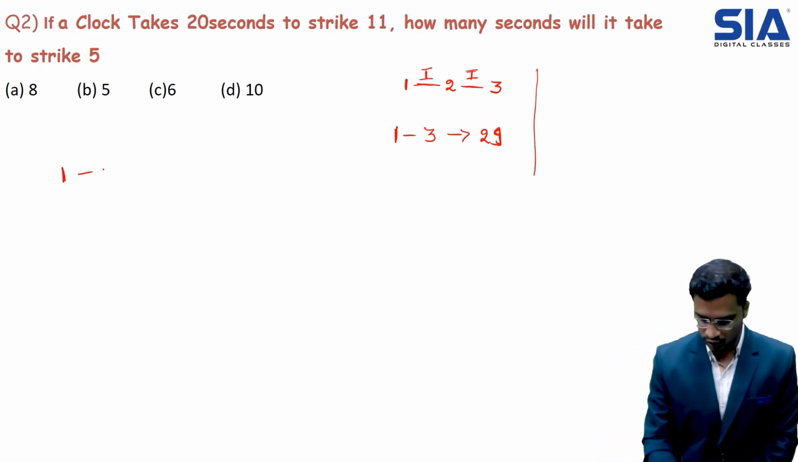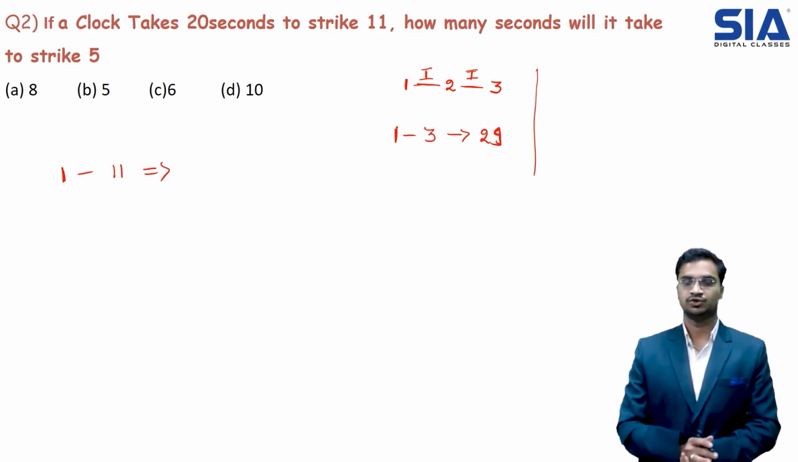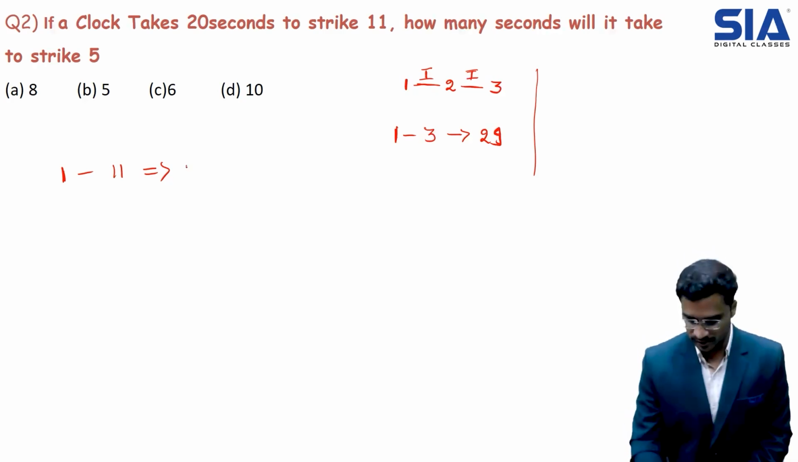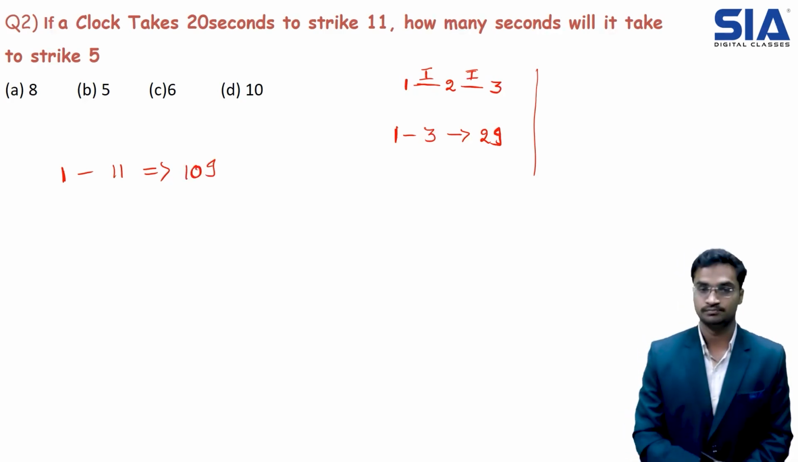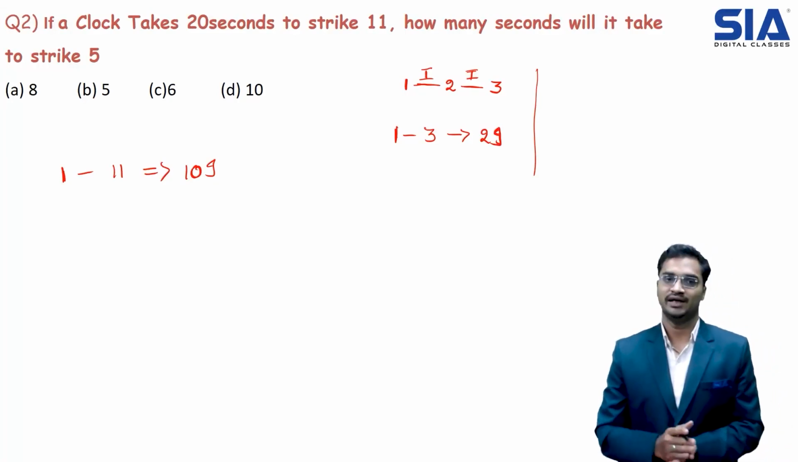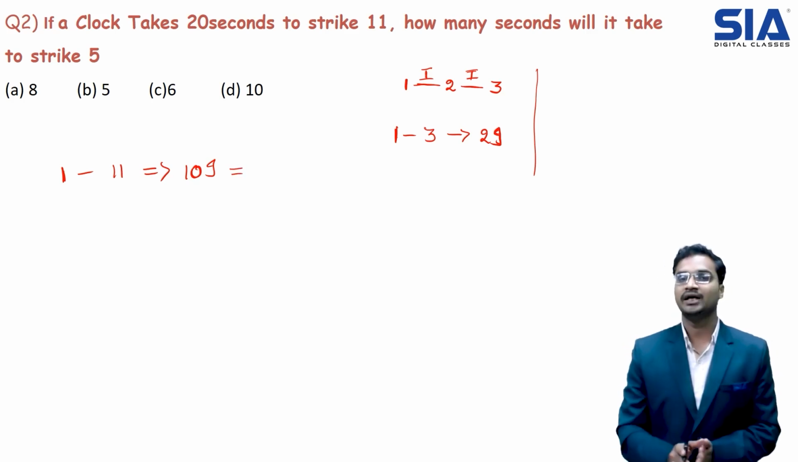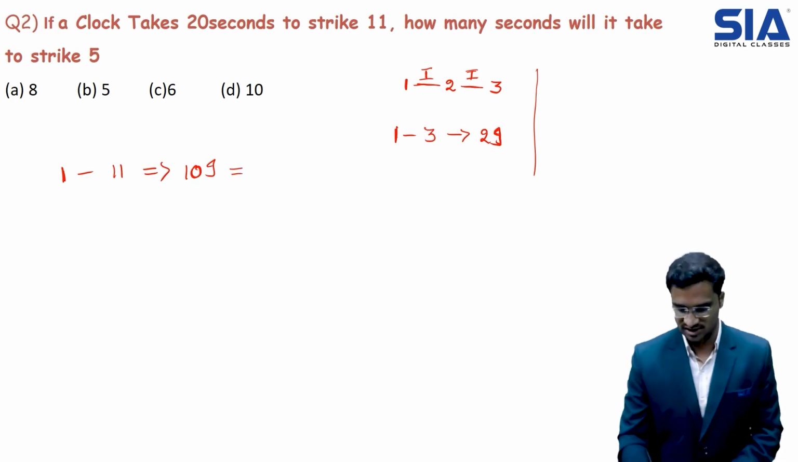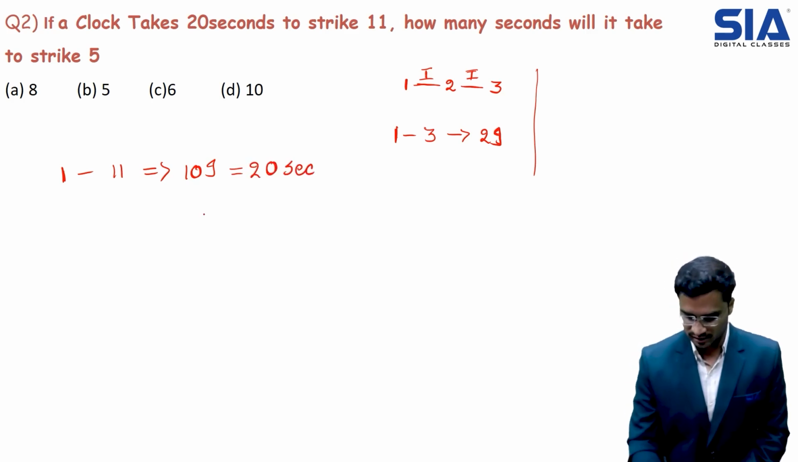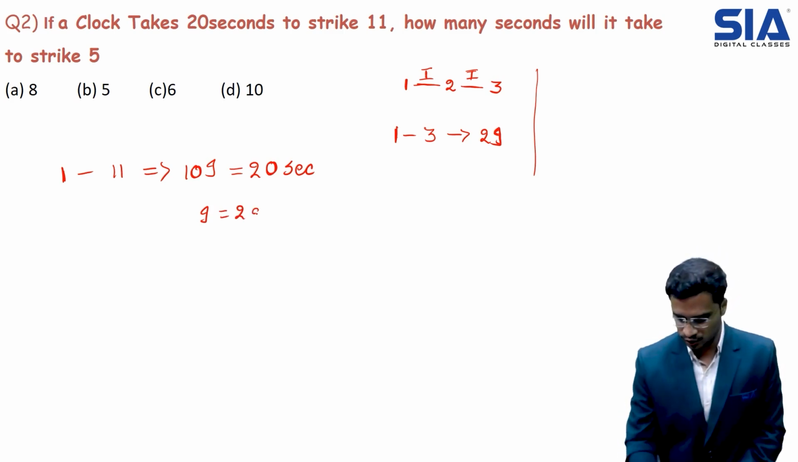In the same way, from 1 o'clock to 11 o'clock, how many intervals will be there? There will be 1 less than 11 intervals, so there will be 10 intervals here. The time taken to cover these 10 intervals is 20 seconds. So 10i is equal to 20 seconds, then i, 1 interval, is 2 seconds.